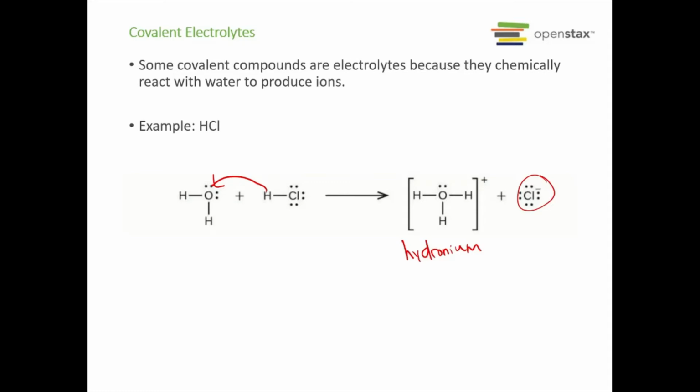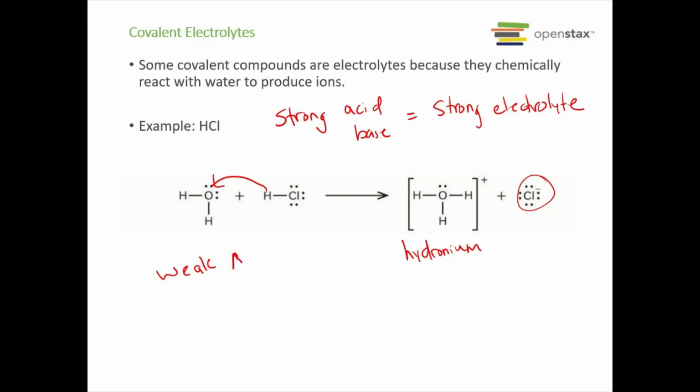So if you have a weak acid or a weak base, these are going to be weak electrolytes. Strong acid, strong base, strong electrolyte. So a strong acid or base equals strong electrolyte. Whereas if you have a weak acid or base, I'm just going to put A, B, then you have a weak electrolyte.